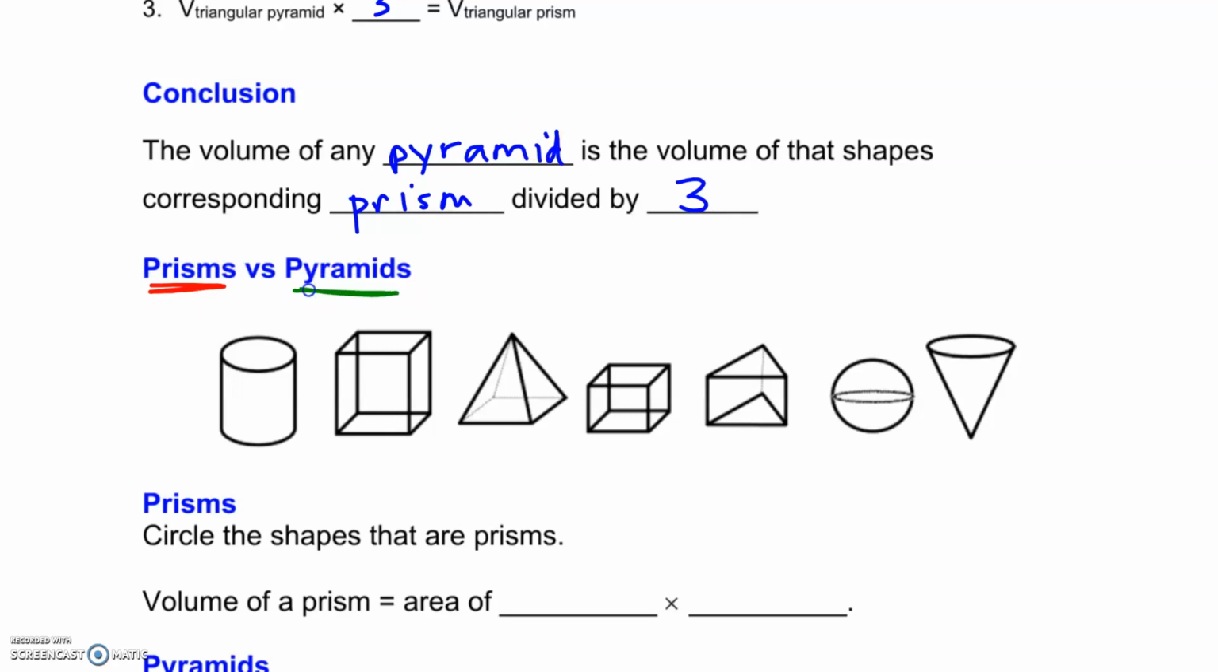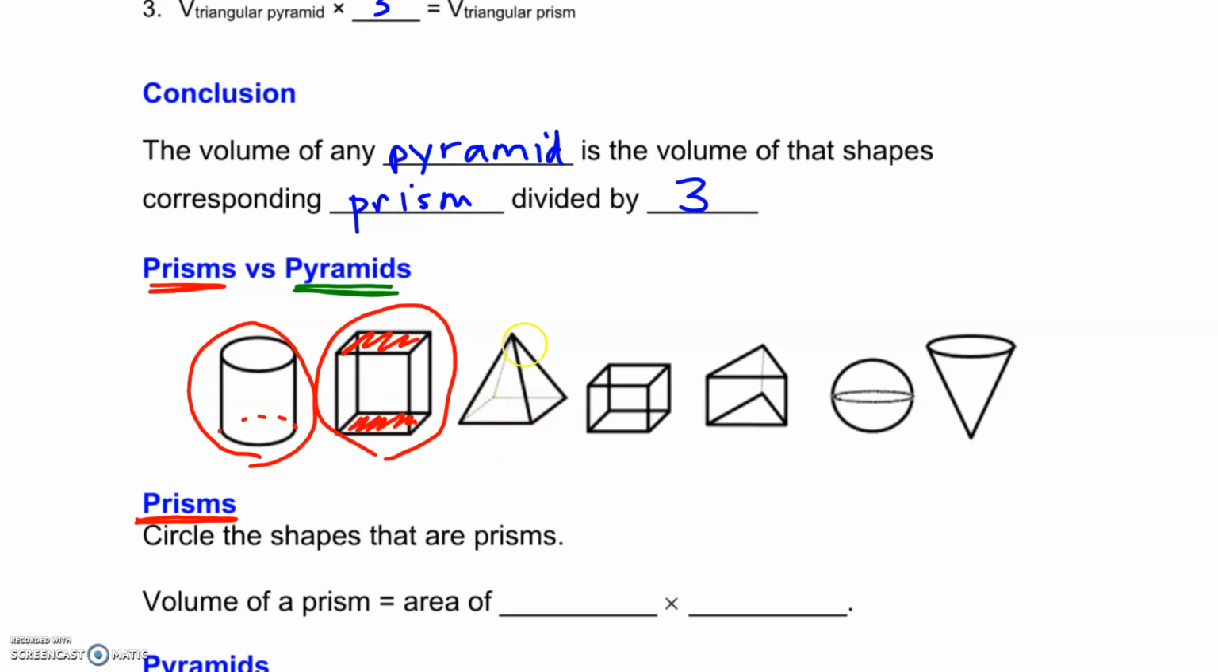So if we look below, they want us to circle the shapes that are prisms. Remember from our last 2 lessons that they have to have parallel polygon bases. So I know that for this cylinder, I have a circular base and a circular base. So I know that's going to be a prism, so I'll circle it. As I go across, I have a square base and a square base, so I know that's a prism.